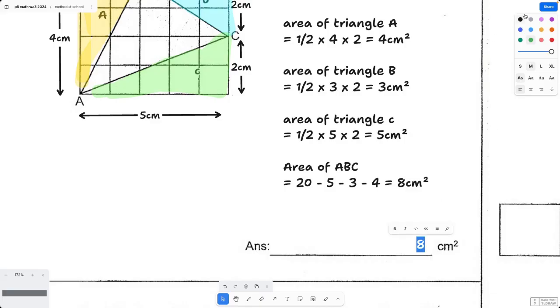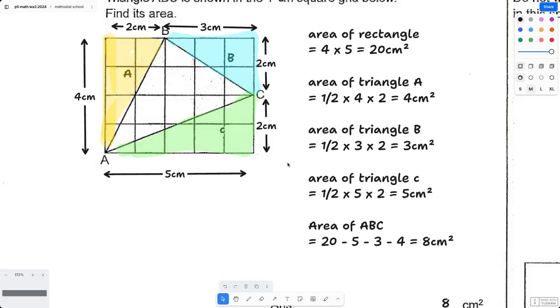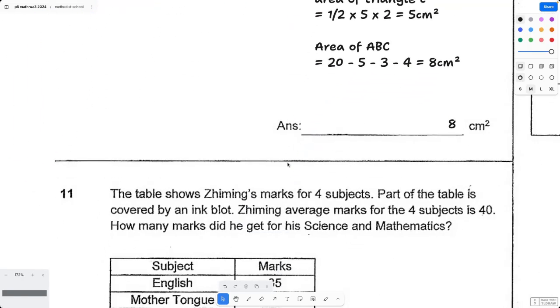I was thinking we can just half time base for this, but not really. So the answer to this is 8 centimeter square. Okay, let's move on to the next question.